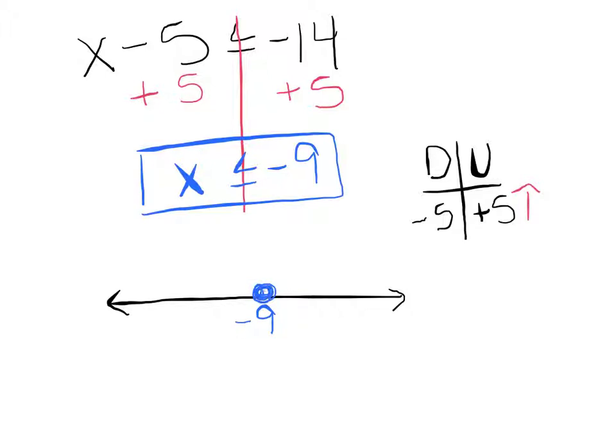Now I'm looking for all of the numbers that are smaller than that, and smaller is to the left. So I'm going to shade over here to the left, and I've graphed my solution inequality, which is x is less than or equal to negative 9, which means any number down here could make this inequality true.